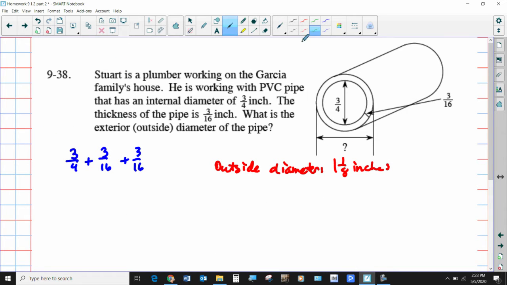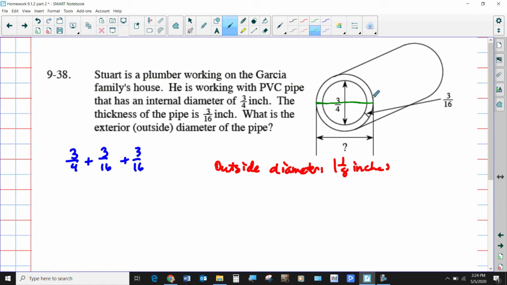All right, Stuart is a plumber working at Garcia family's house. He's working with PVC pipe. So here's a rendition of PVC pipe. And the internal diameter, as you can see from here, from top to bottom, from side to side, is 3/4 of an inch. The thickness of the pipe is 3/16 of an inch. So what's the external or exterior diameter? How far is it to get from here all the way to here?